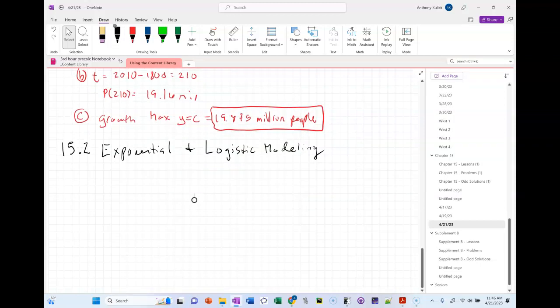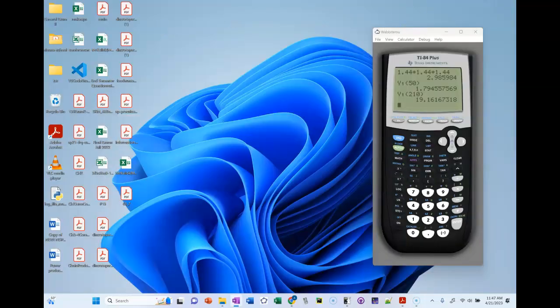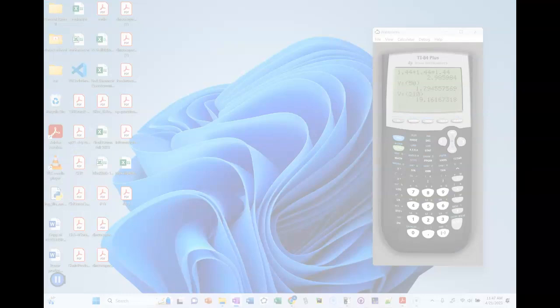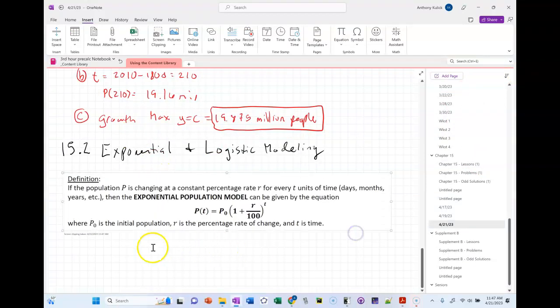So let's talk about specifically doing some modeling problems using exponential and logistic functions. So last time we talked about exponential and logistic functions, and we kind of used them to create our models, or based our models off of these things here. We're going to be building the model ourselves and then doing stuff with it. So we'll start by just talking about the exponential population model.